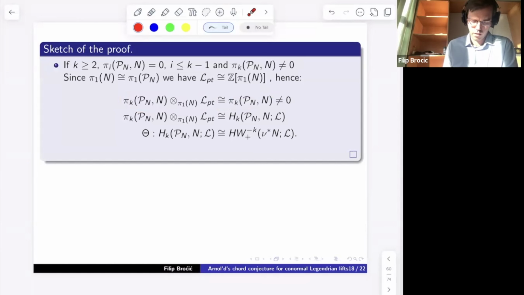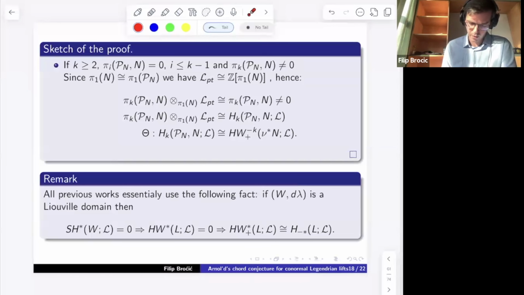And then, again, using the modification of the Abbondandolo-Schwarz isomorphism, we can relate relative homology of the space of paths with local systems with the positive Reeb-Floer cohomology. And since, due to relative Hurewicz with local systems, we have identified a relative homology group with the relative π_k of the space of paths, and this was non-zero, this in particular means that we have a Reeb chord.